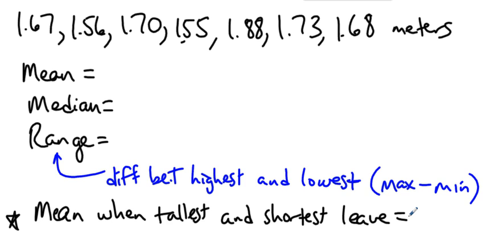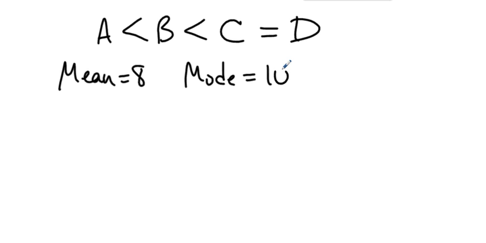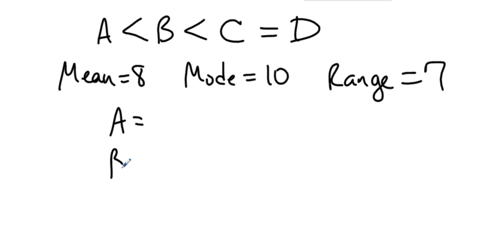Hey, speaking of mean, median, mode, range, that sort of thing, let's imagine that there are four numbers, A, B, C, and D, and A is less than B is less than C, which is equal to D. So there are four numbers. The two biggest are the same, and there are two smaller numbers. Let's pretend that their mean is 8, and their mode is 10, and their range is 7. I want to know what each of them are. This would be the kind of question that you should be able to work out on any kind of basic stats exam.